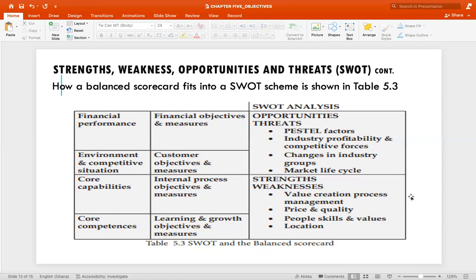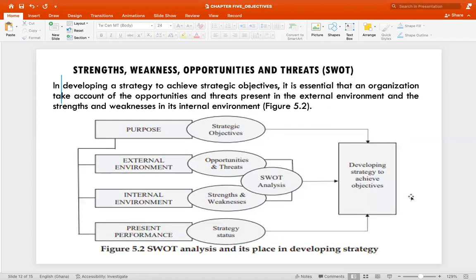So once you set the objectives, all right, you then have to develop the strategies that will help you to be able to achieve those objectives. But then the strategies will not be out of vacuum. They will be coming because you now know your purpose, you understand your external environment, you understand your internal environment, which includes your present performance. Okay.